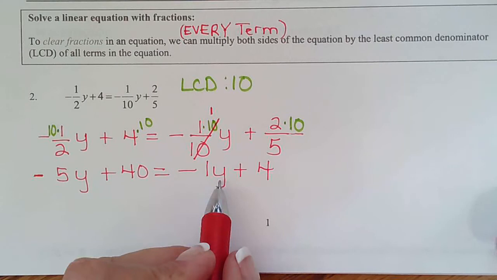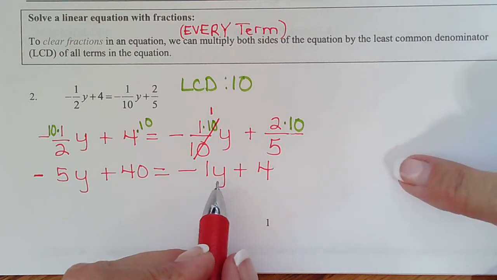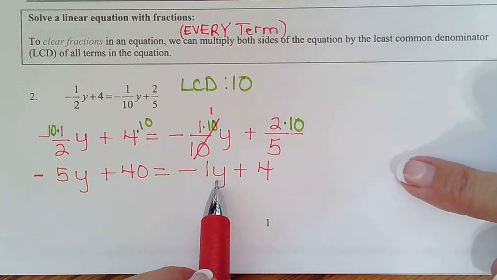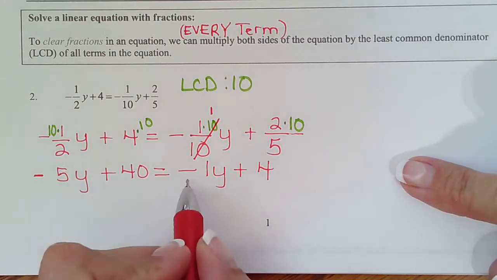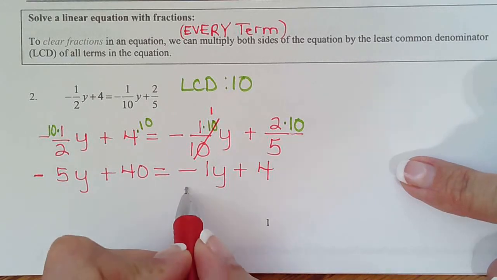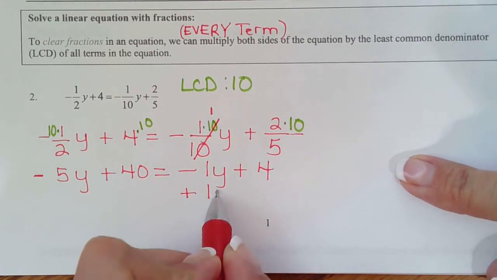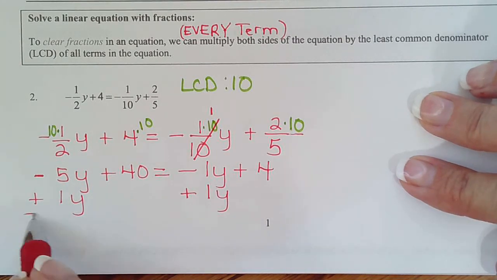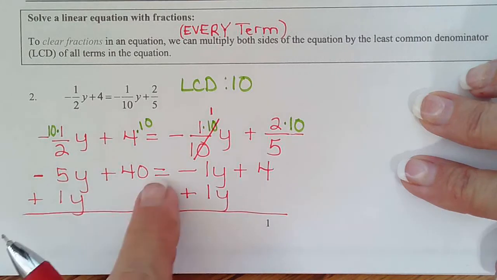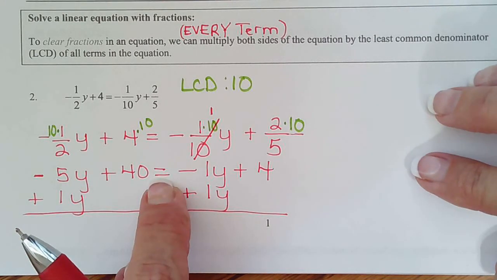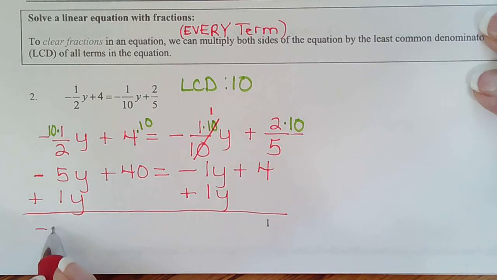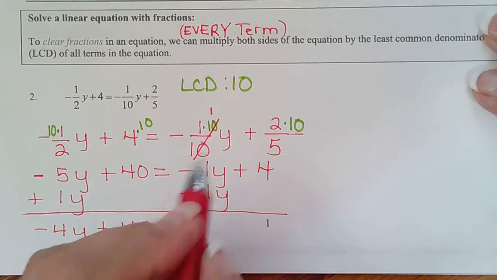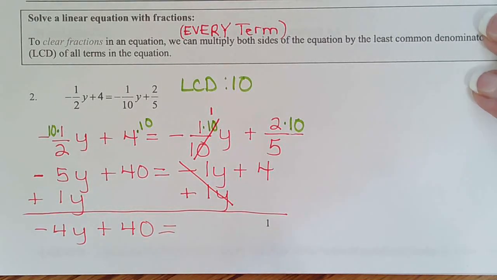Okay, so we are ready. So now we got rid of fractions. That's step 1 above. There's no like terms. So we're on to step 2, which says move all your variables to the left. So anytime I cross the equal, I have to do the opposite. So this is going to be plus 1y, because I need to bring all my letters to the left. And I do that. Anytime I'm crossing the equal sign, I have to do the opposite. So negative 4y plus 40 equals negative 1y plus 1y is 0, 4.